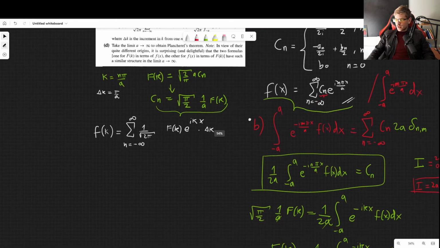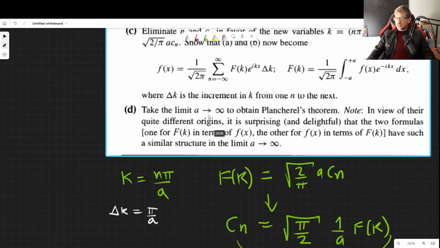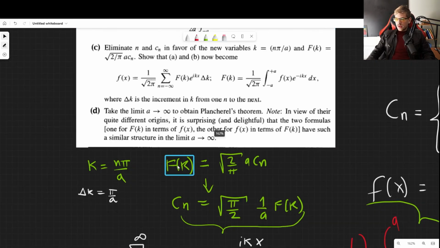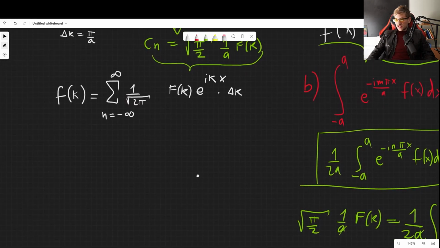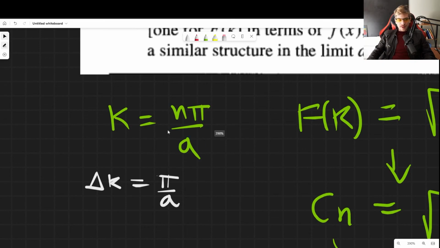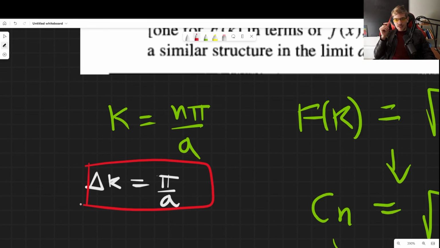So there we go. Then we have part D. It says take the limit where a goes to infinity to obtain Plancherel's theorem. And let's do that. So in this part, if now a goes to infinity, what happens to k? If a goes to infinity, k becomes smaller and smaller and smaller. And for that same reason, delta k becomes smaller and smaller and smaller. So now delta k becomes simply a differential. It goes from delta k to dk.